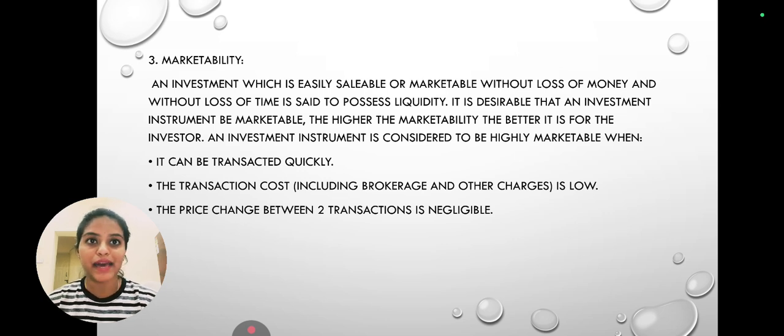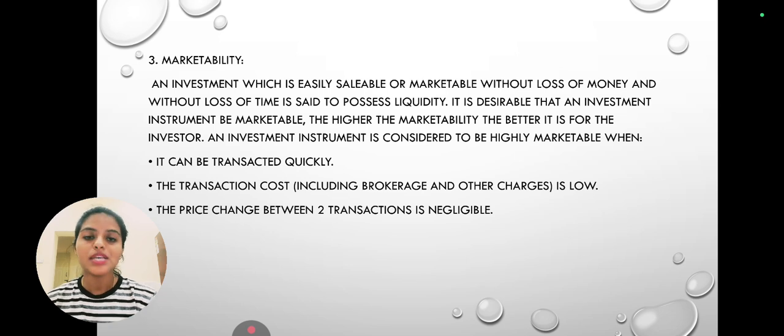The next one is marketability. When an instrument can be sold or marketed in the market without a loss of money or loss of time, it is said to be liquid. Here, liquid is nothing but the immediate conversion of an asset into cash. Suppose you have stock, you can immediately sell it and make money out of it.